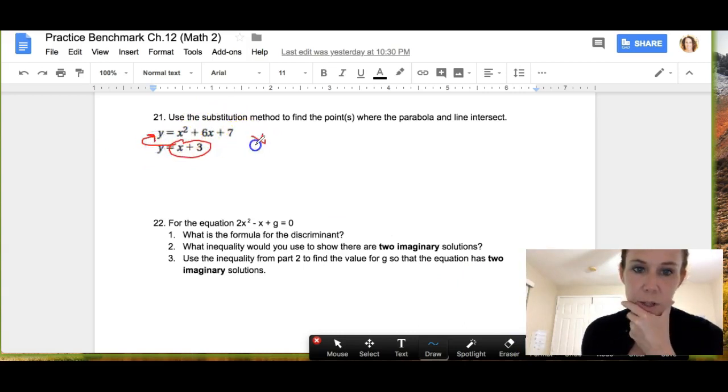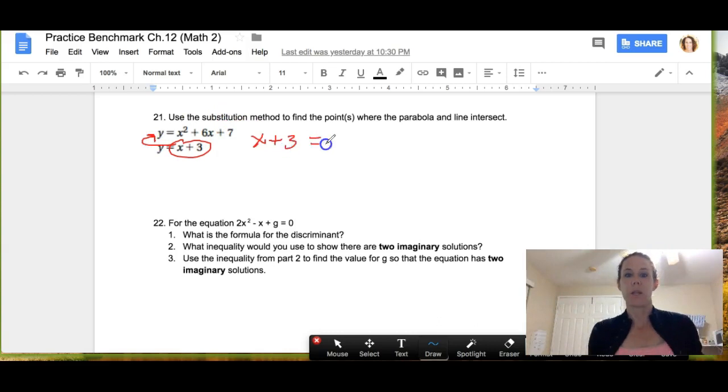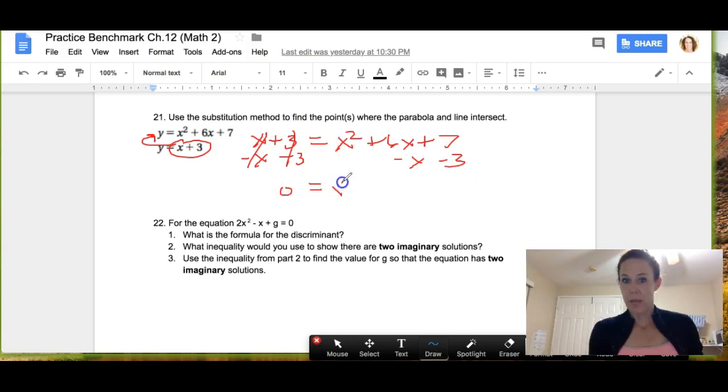Plug this in. We're going to get x plus 3 equals x squared plus 6x plus 7, and solve this algebraically. So subtract x from both sides. That eliminates that. Subtract 3 from both sides at the same time. So on this side, I'm going to get 0 equals x squared, and then 6x minus x is 5x, and then 7 minus 3. All right. So now we have this set equal to 0.